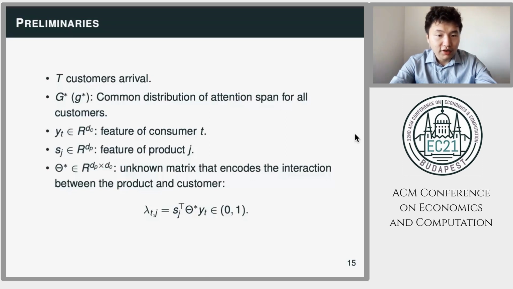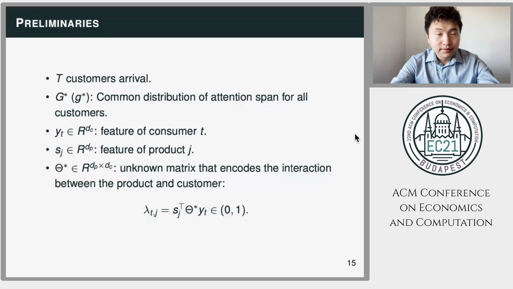To be specific, we use Y_t to represent the feature of consumer t, and use S_j to represent the feature of product j. We assume the probability of consumer t purchasing product j follows a linear form, lambda_tj equals S_j transpose times theta times Y_t, where theta is an unknown parameter to be learned.